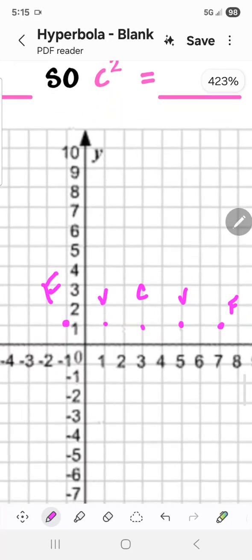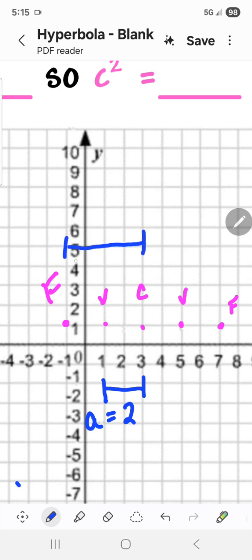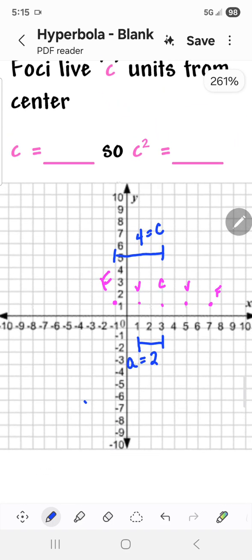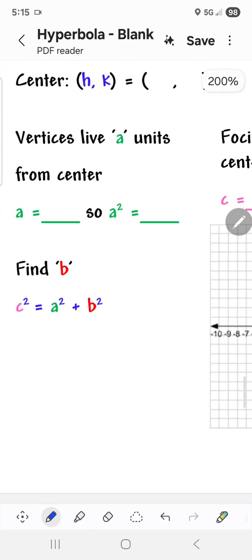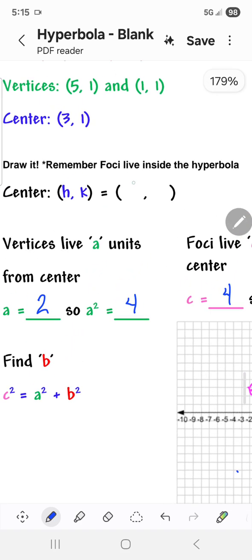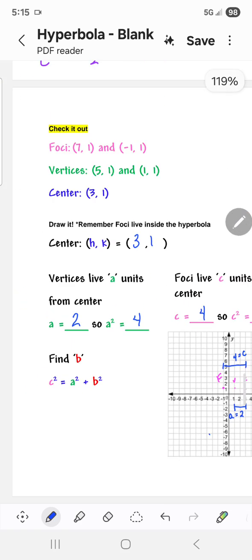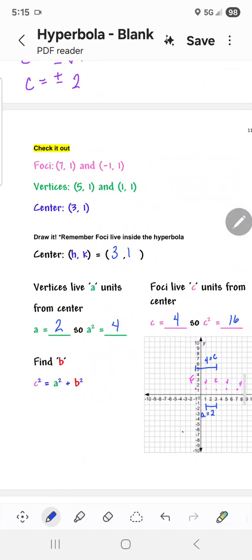So let's go ahead and figure out some values. First, from the center, the vertices live a units away, and it looks like that's 2. We know that the foci live c units from center, and that looks like it is 4. So my c value is 4, which means c squared is 16. I know a is 2, which means that a squared is 4. They already told me the center, but I'll fill it in. I do need to find the value of b so that I can actually finish drawing this.